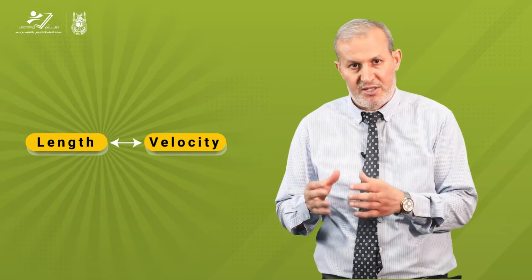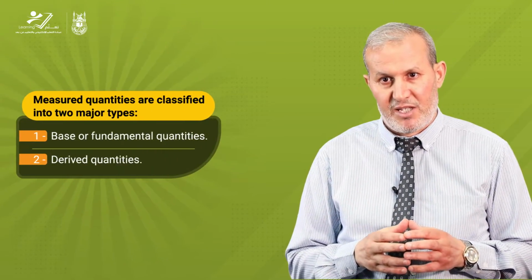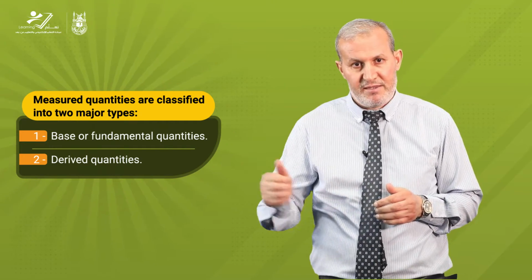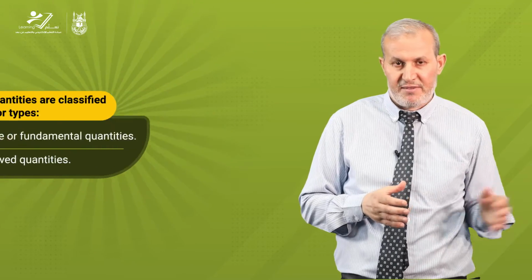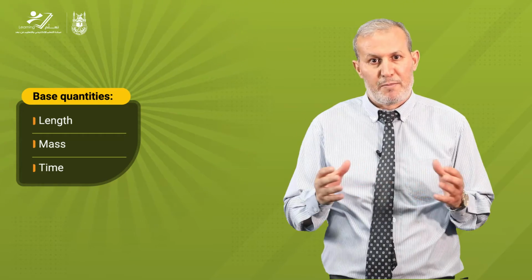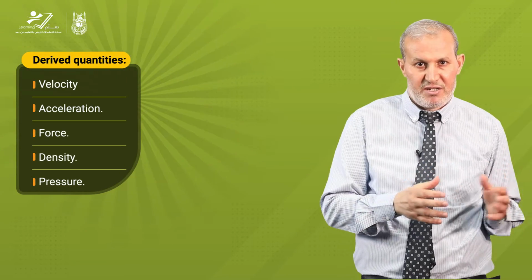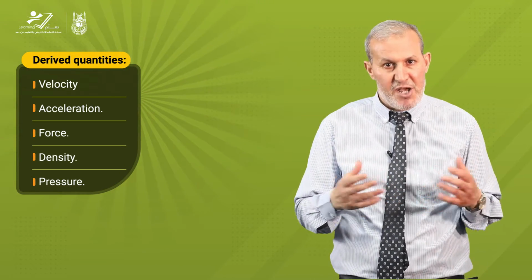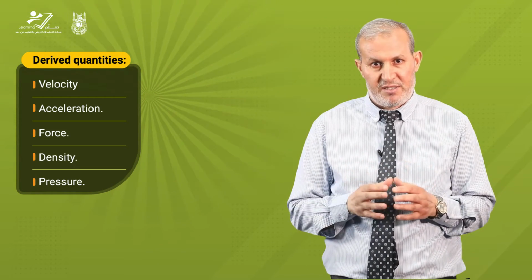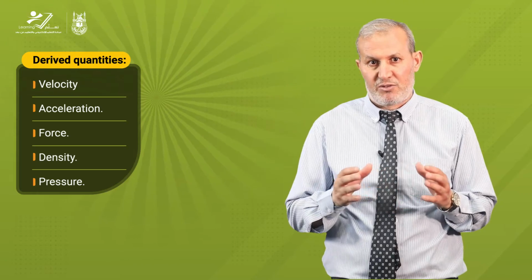Each measurement is associated with a physical quantity such as the length of an object or its velocity. All measured quantities are classified into two types: base or fundamental quantities on one hand and derived quantities on the other hand. Physical quantities such as length, mass, and time are called base quantities. Others like velocity, acceleration, force, density, pressure are called derived quantities. The measurement of any of these physical quantities is made relative to a particular standard or unit.